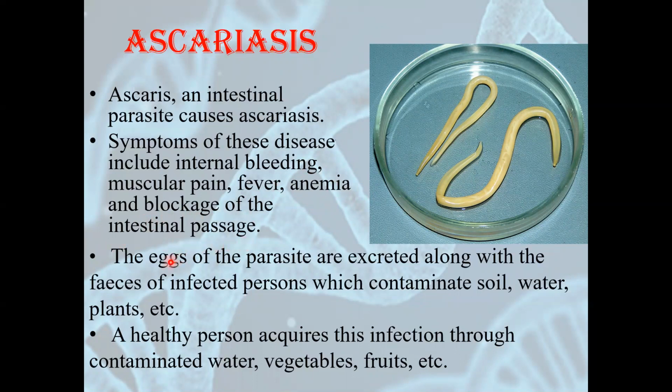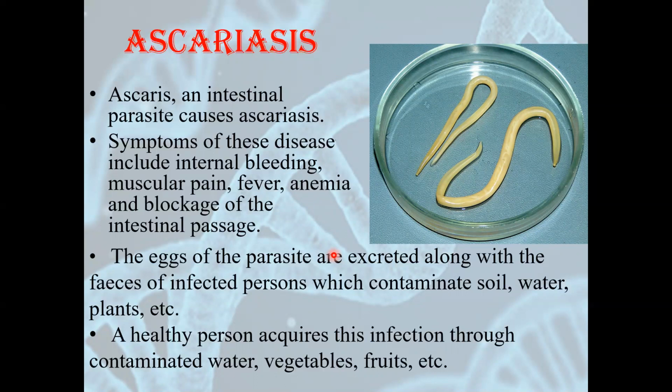passage. The eggs of this parasite are excreted along with feces of infected person, which contaminate soil, water, plants, etc. A healthy person acquires this infection through contaminated water, vegetable, and fruit. Generally, this happens in case where the feces are released in the external environment. When these feces are released by an infected person, the eggs of the parasite will be released, and it will contaminate the soil, and because of that the nearby plants or whatever vegetation is growing over there will be affected, and when we eat those crops, that vegetation, we are going to get this infection.